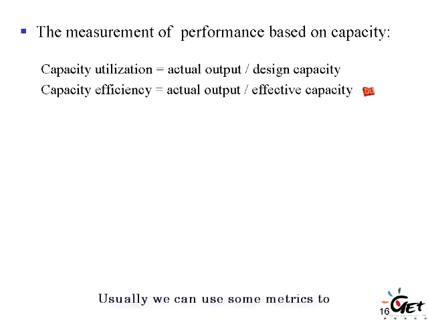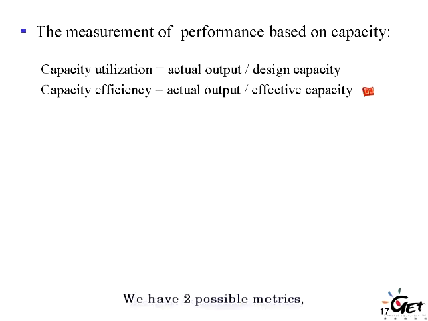So usually we can use some metrics to measure the capacity utilization. Basically, we can measure the capacity in terms of inputs or in terms of outputs. I think most of the time people like to use output of a warehouse or some other facilities as the measure of the capacity. So, for example, here we use output to measure the capacity. Then we can see how well we make use of our warehouse.